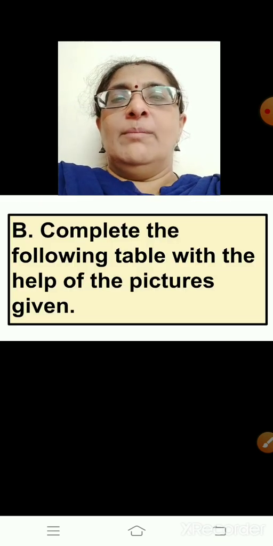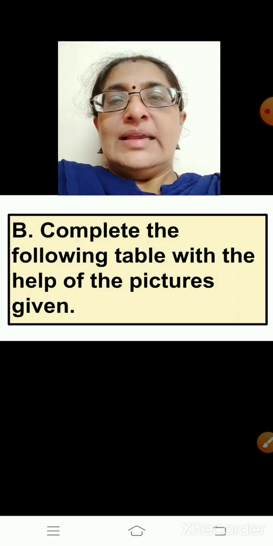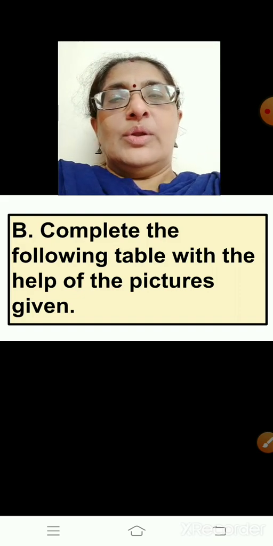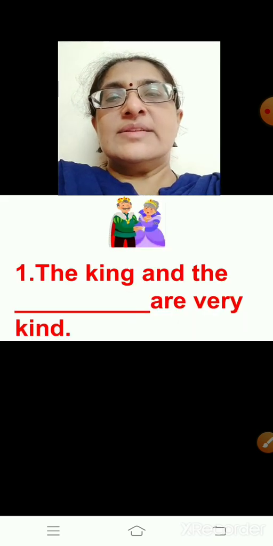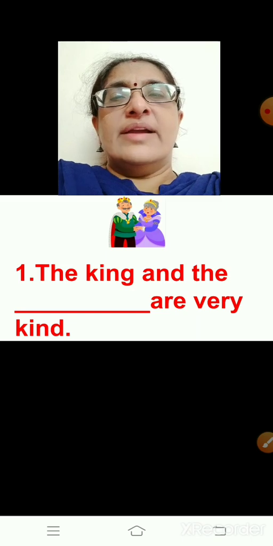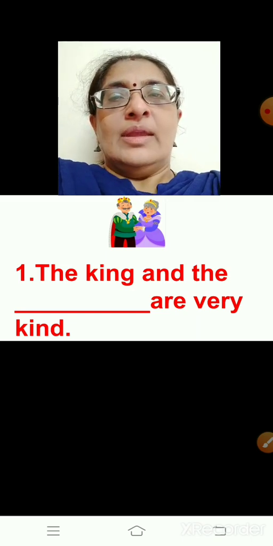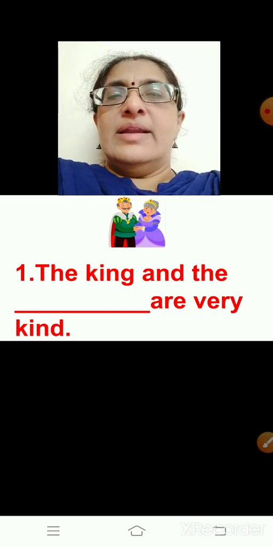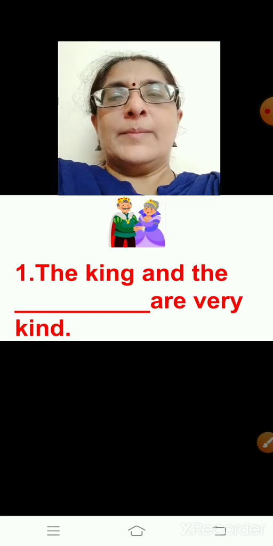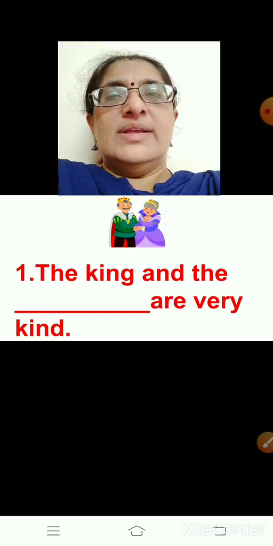B question, complete the following table with the help of the pictures given. Okay, you have to look at the pictures, they will be the clue, and you have to complete the sentence. The king and the dash are very kind. You will write down all the sentences that I have given along with the head question.